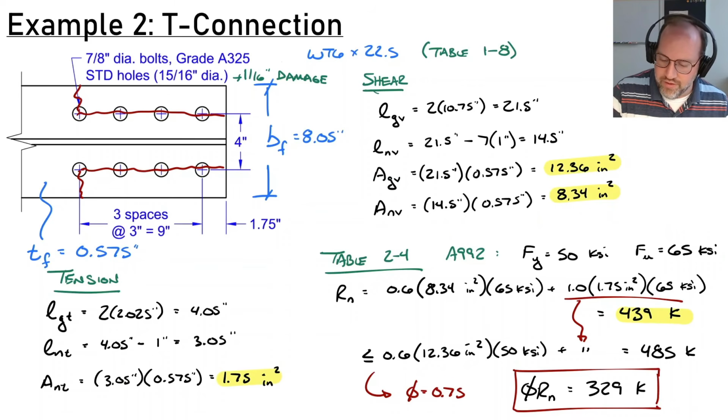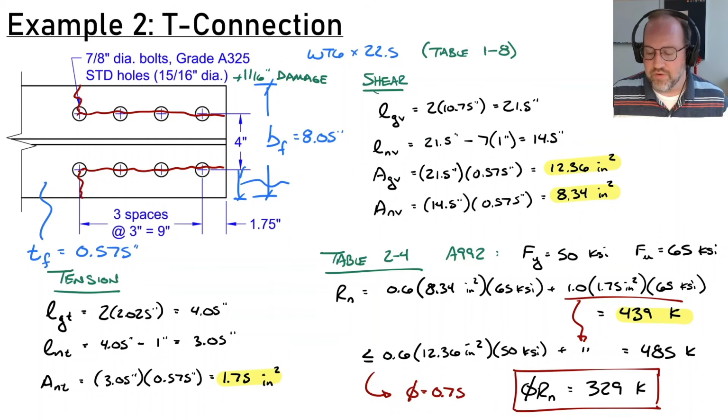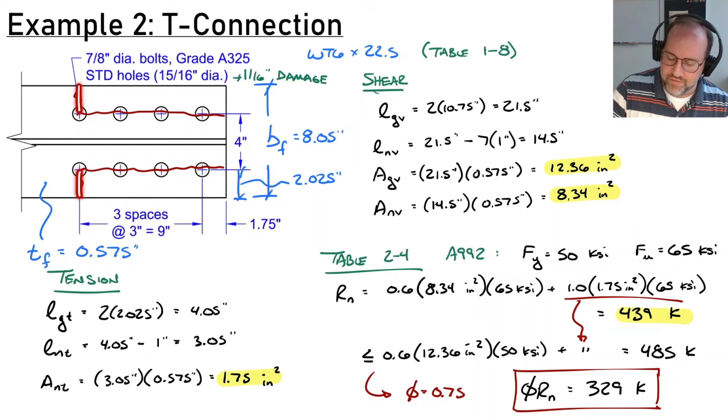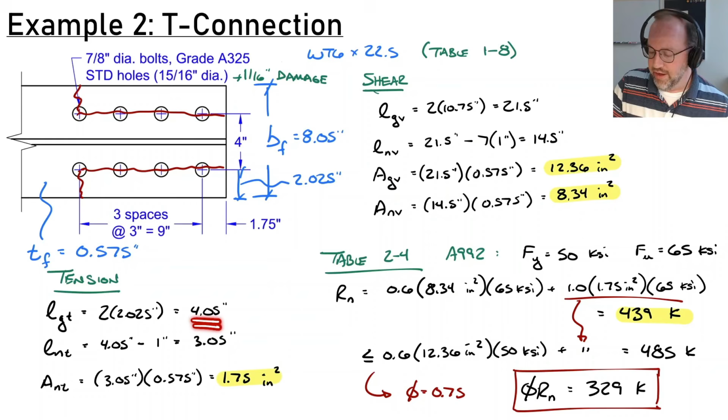Tension, we need to find this distance right here. And so that is going to be 8.05 minus 4, and then divide that whole result by 2. So this is going to be 2.025 inches. And I need to multiply that by 2 again because I got 2 paths. So that brings me back up to 4.05 inches for the gross length, minus 1 inch.